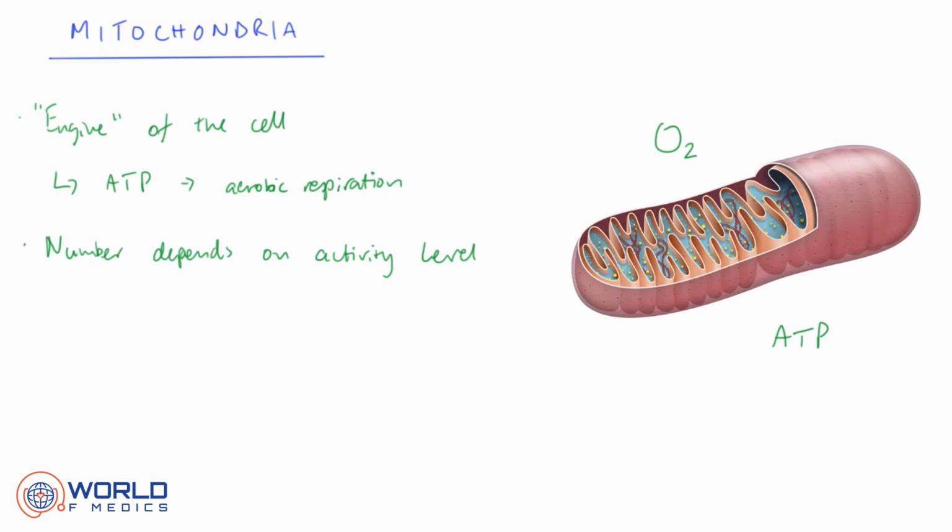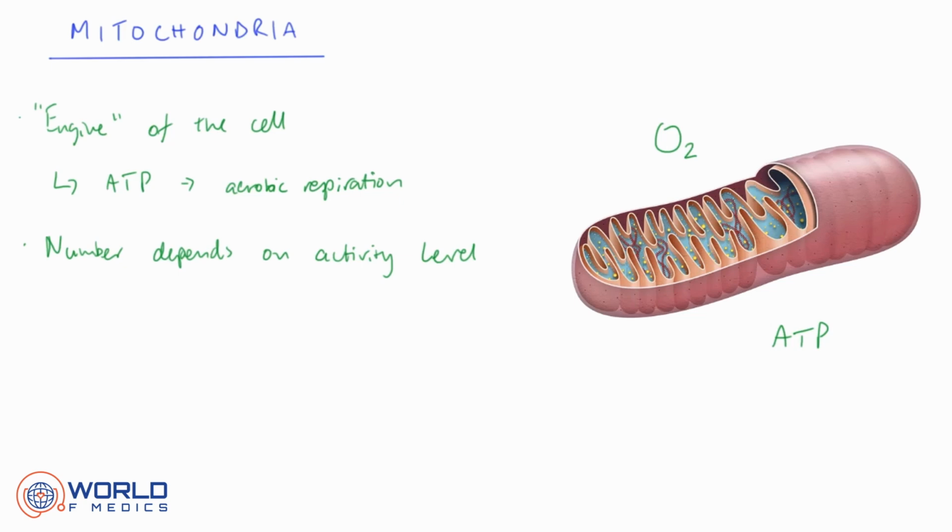So the more active a cell is, the more mitochondria it's going to have, because the more ATP is required by the cell. So examples of tissues where there might be a lot of mitochondria include muscles, liver, and kidney tubules, for example. In cardiac myocytes, anywhere up to about 30% of the total cell volume can be composed of mitochondria. So you can see exactly how important these cell organelles are.